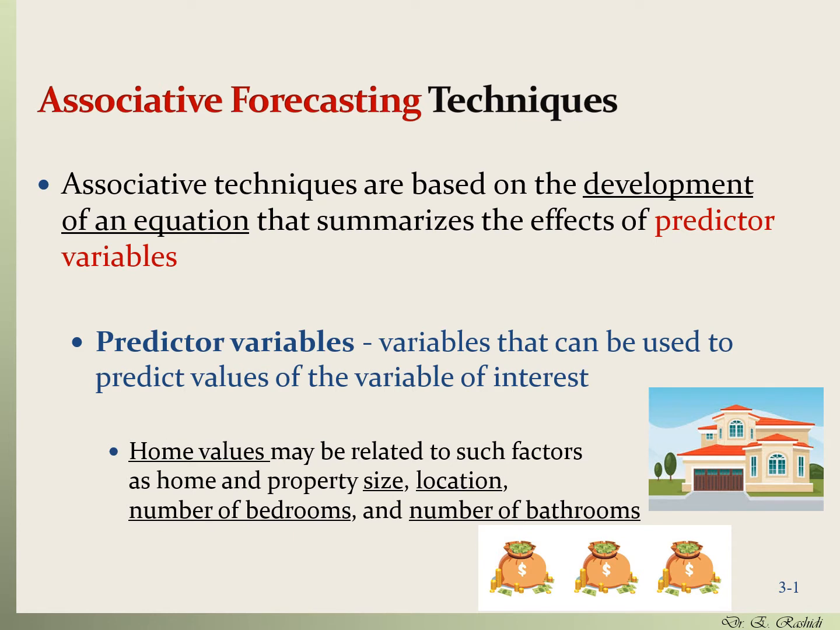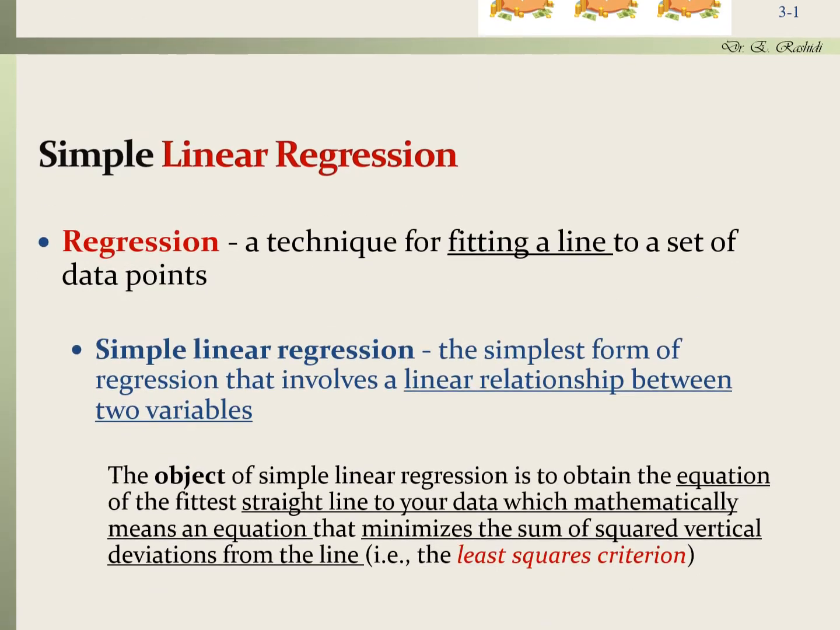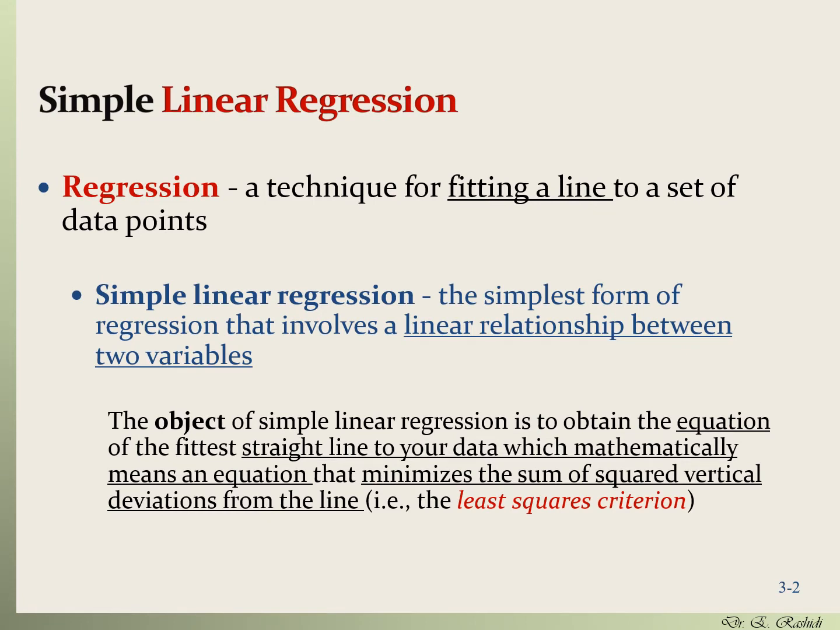The associative forecasting techniques try to find a relationship between the variable of interest that you want to make a prediction for and the predictor variables. An example of the associative techniques is linear regression. The simplest form of linear regression is the simple linear regression. The regression techniques are a set of techniques that try to fit a line to your set of data points.